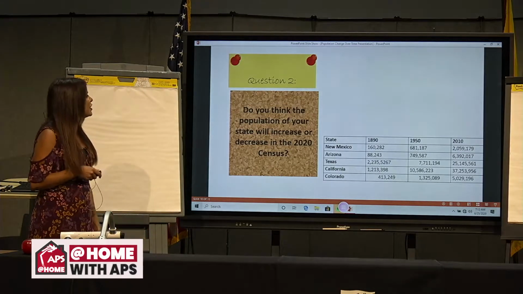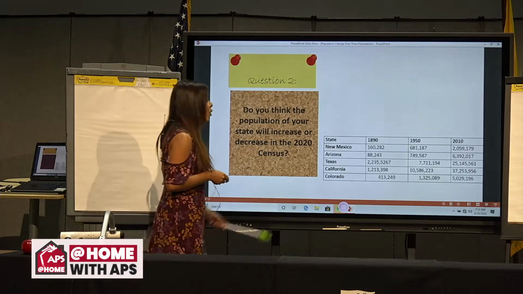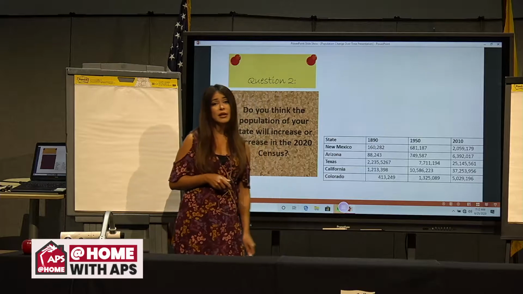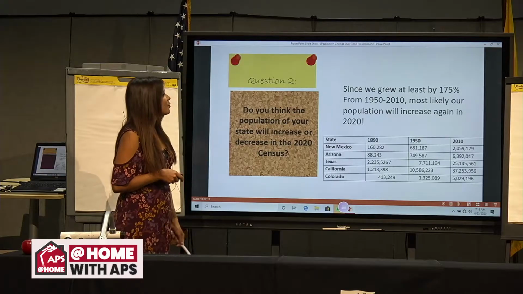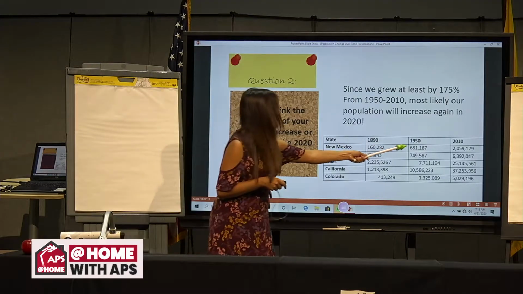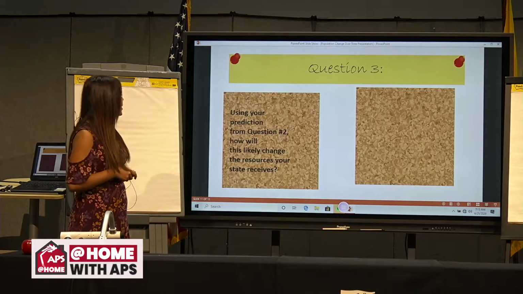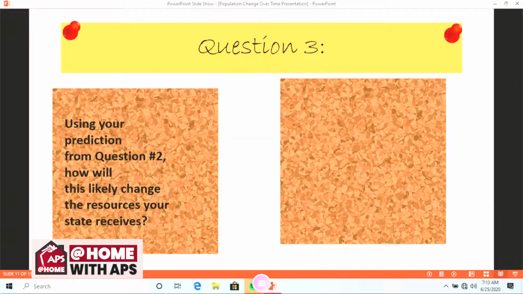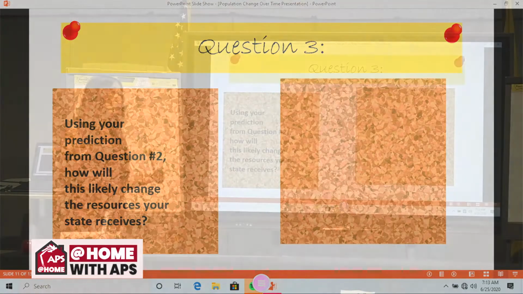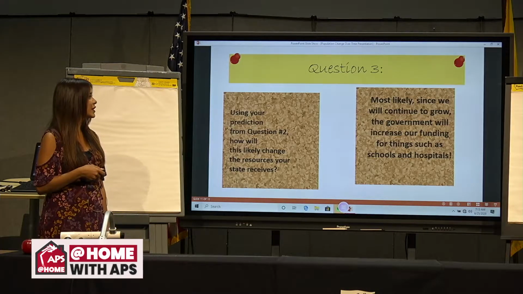Question 2, do you think the population of your state will increase or decrease in the 2020 census? So because it's been increasing, most likely it'll increase again. Since we grew at least 175% from 1950 to 2010, most likely it'll increase again. Question 3, using your prediction from question 2, how will this likely change the resources your state receives? Well, if we have some resources that are given to us now, we're going to have more. So most likely we'll have more resources for funding.